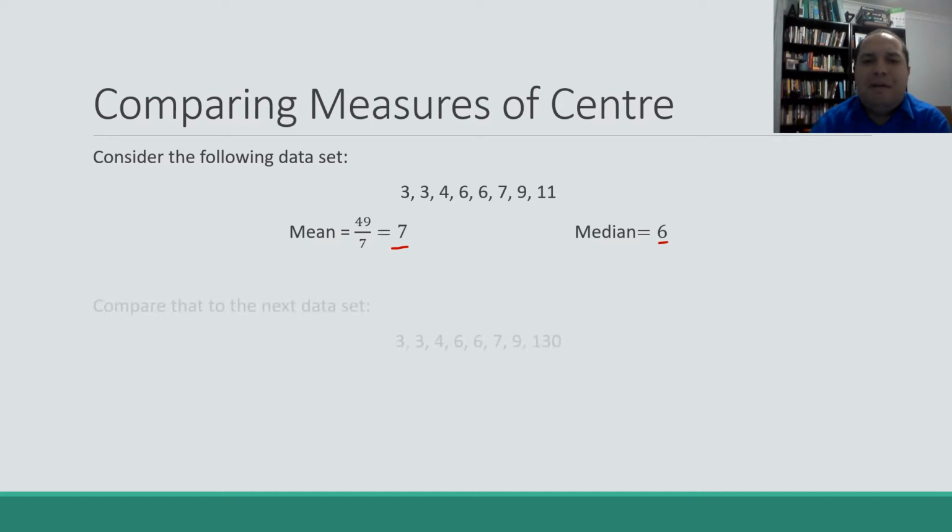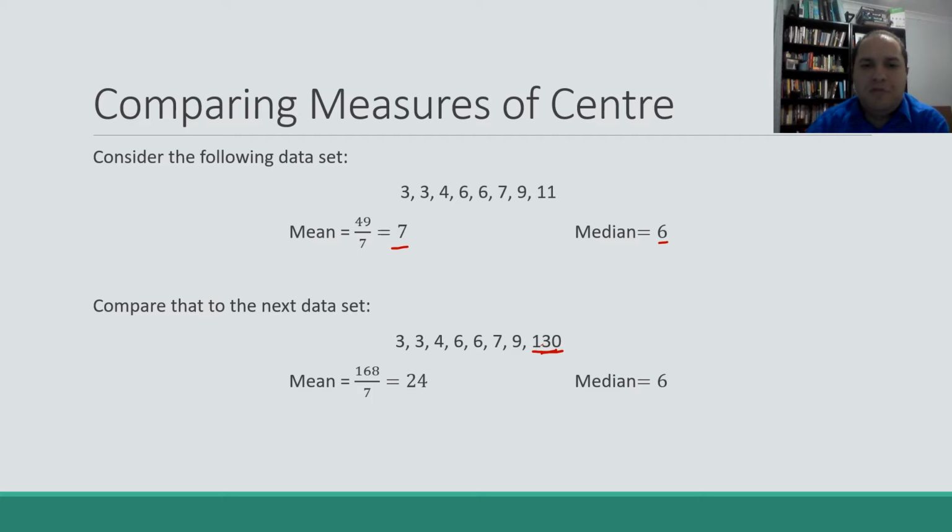But let's say we consider a different set of data where that 11 changes to an enormous 130. What sort of effect is that going to have on our data? Well, the mean goes from a paltry 7 up to 24. However, our median stays the same because the middle score here, in between 6 and 6, stays the same.